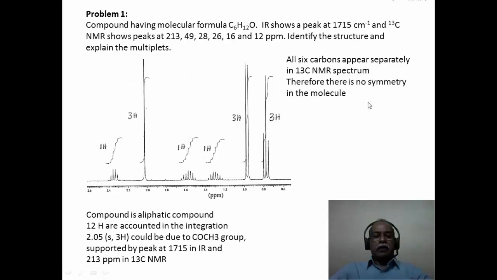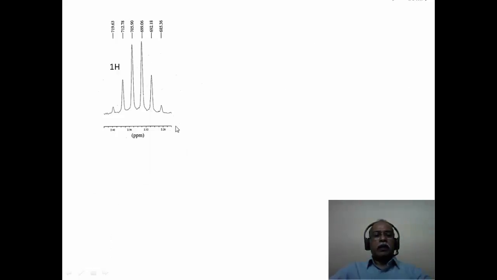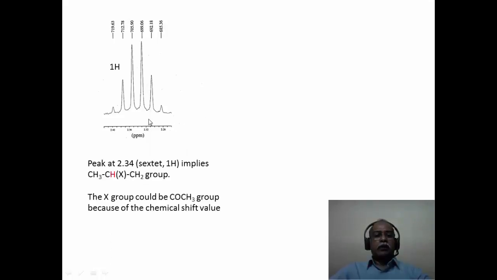Now these multiplets are expanded for the sake of convenience to see the nature of the multiplet. The first multiplet at around 2.38 or so is expanded here, and one can clearly see that it has lines 1, 2, 3, 4, 5, 6. There are 6 lines here, so it is a sextet of 1 hydrogen intensity.